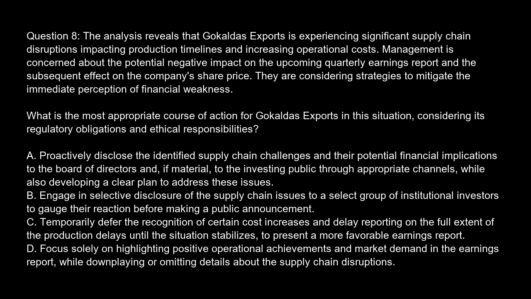Option C. Temporarily defer the recognition of certain cost increases and delay reporting on the full extent of the production delays until the situation stabilizes to present a more favorable earnings report. Option D. Focus solely on highlighting positive operational achievements and market demand in the earnings report, while downplaying or omitting details about the supply chain disruptions.